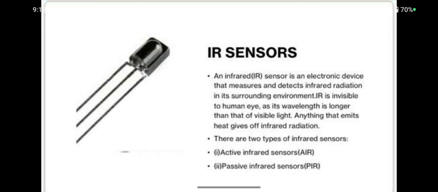An infrared sensor is an electronic device that measures and detects infrared radiation in its surrounding environment. That is, an IR sensor senses the infrared radiations that are surrounding it. IR is invisible to the human eye as its wavelength is longer than that of visible light. Anything that emits heat gives off infrared radiation. Now, there are two types of infrared sensors: active infrared sensors and passive infrared sensors.